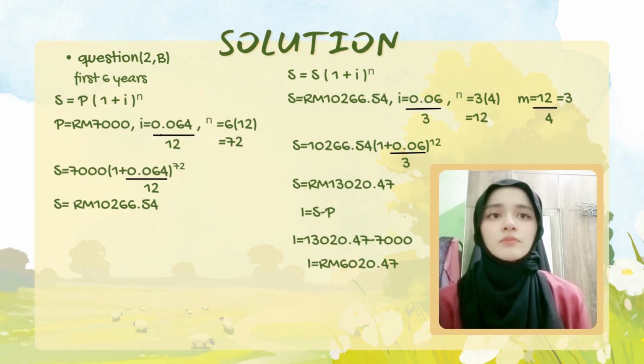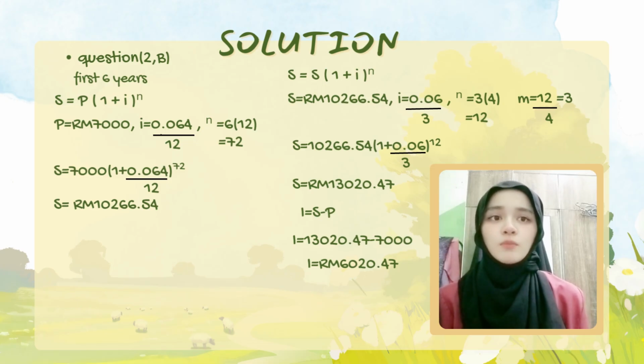Zaleha invests 7,000 ringgit Malaysian at an interest rate of 6.4% compounded monthly for the first 6 years and 6% compounded every 4 months for the next 4 years. Find the maturity value and the total interest earned at the end of the investment. For this question, there are 2 different interest periods. Step 1, the first 6 years are at 6.4% compounded monthly.